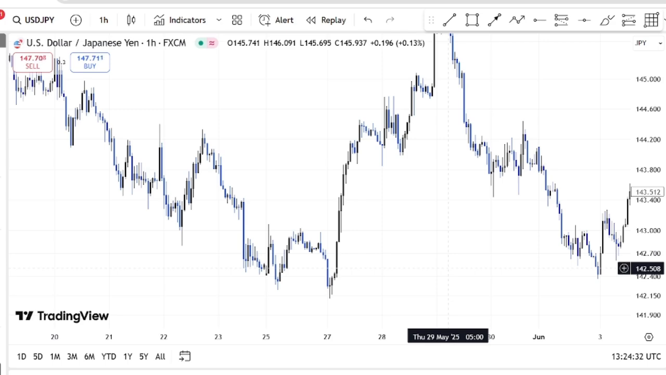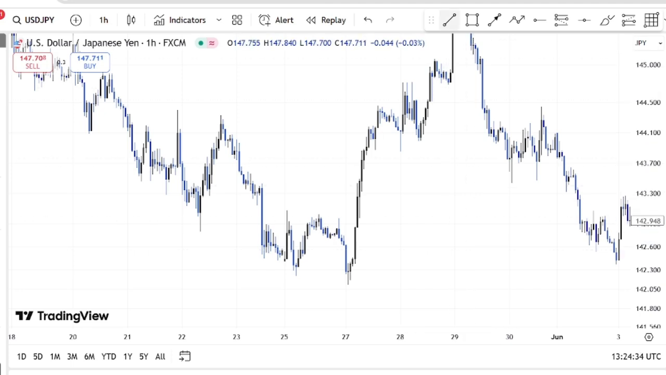All right. So first, the market was heading to the downside at this point. We have our breaker structure here.